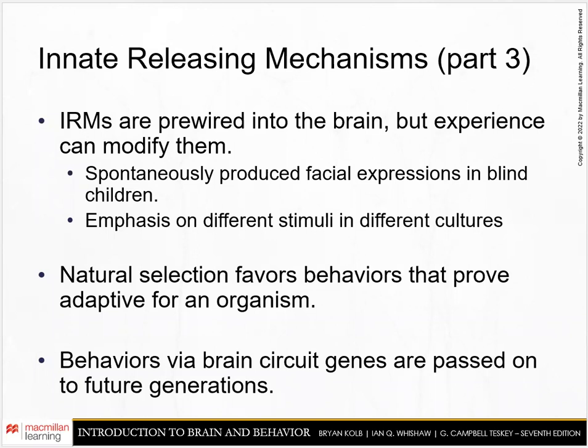Now, these next 2 points are ones we've already covered. Natural selection is in favor of some of these behaviors because they've been proved to be adaptive for the organisms. And as a result, these genes controlling the brain circuits have been passed down to future generations.